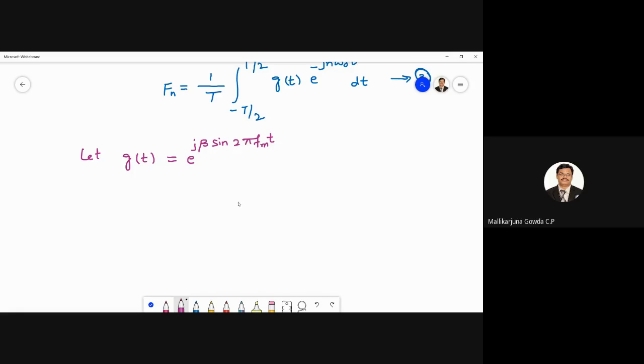With respect to this, what will be omega naught? 2 pi fm, right? And what is T? T is 1 by fm. So now let me substitute this in that.